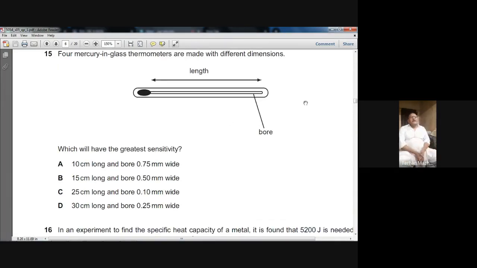Four mercury in glass thermometers are made with different dimensions. Which have the greatest sensitivity? The greatest sensitivity will be in that whose bore is smallest. Whose bore is smallest?